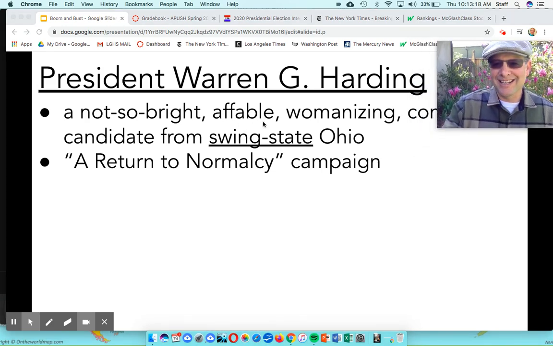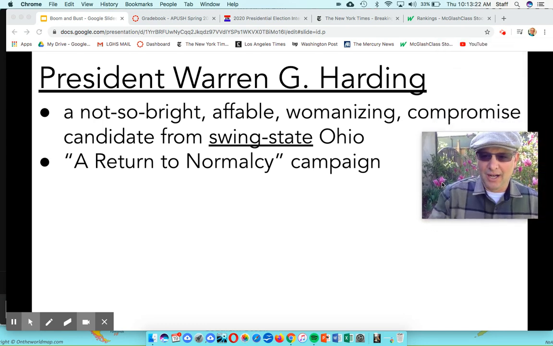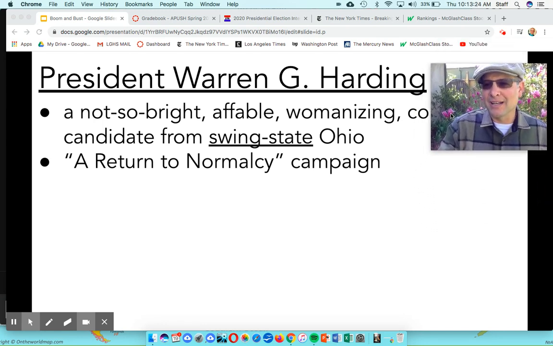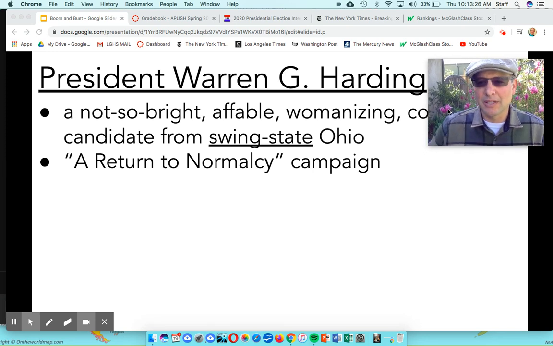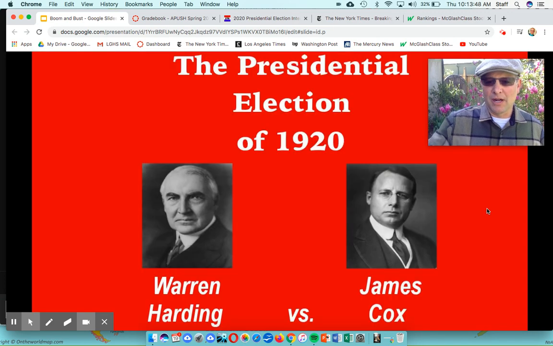He was a nice guy. I say affable. He was a womanizer for sure. Notably, he was a compromise candidate. The Republican Party tried dozens of votes to pick somebody until they just could not find a majority at their convention for anyone. And so they turned to a guy who didn't really have a national reputation, Harding, and he was just sort of nice enough. He was from Ohio, which is indeed a swing state. It's funny, the other candidate in this election was also from Ohio, James Cox.